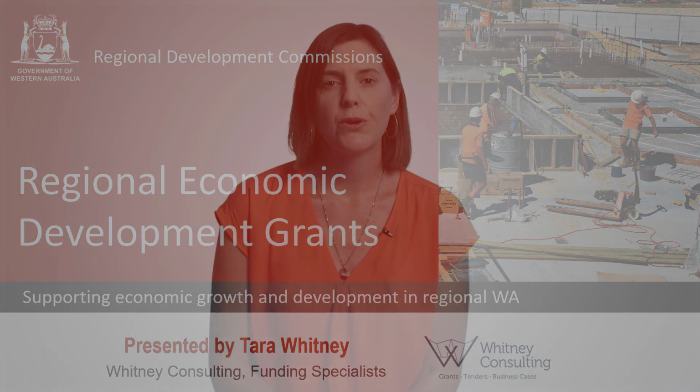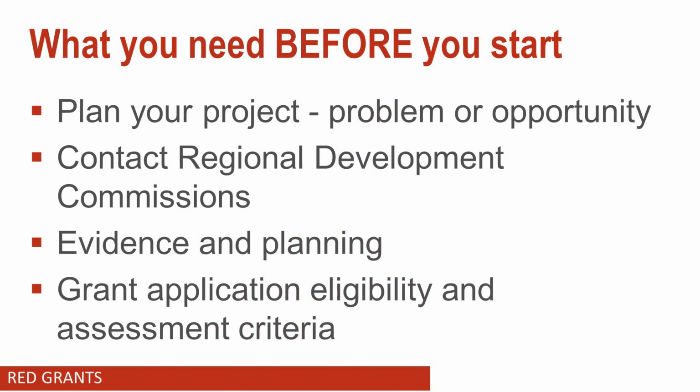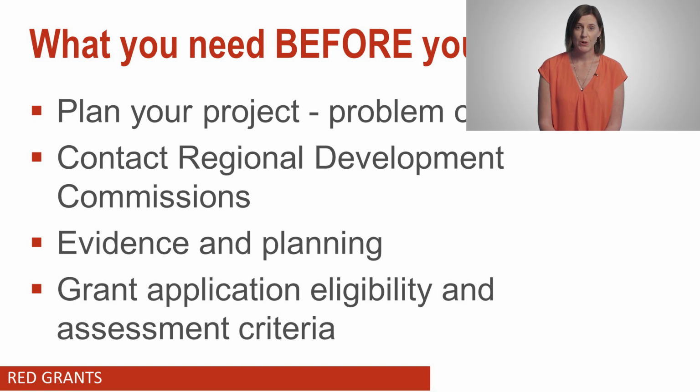So I'll talk you through what to do before you start writing. Before you actually put pen to paper on the Red Grant application form, what is it you need to do? First of all, you've got to plan your project. To plan your project, you've got to understand that grant funding is for projects. Projects have a start date, an end date, and they have outcomes at the end of the project. It must be a project.